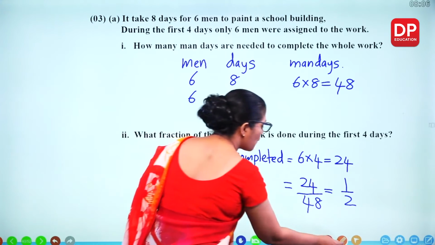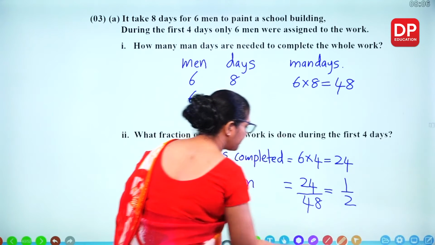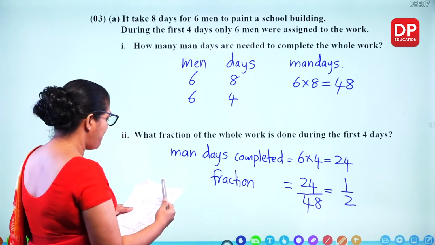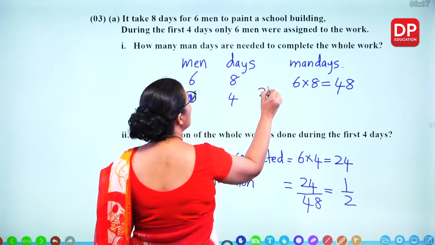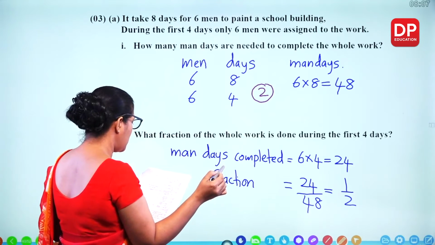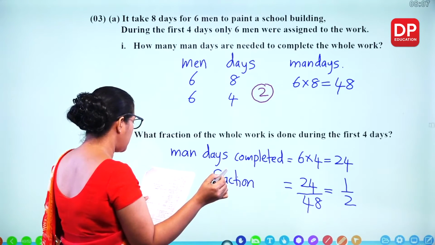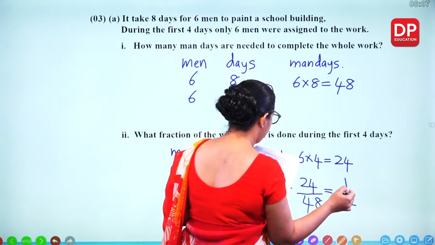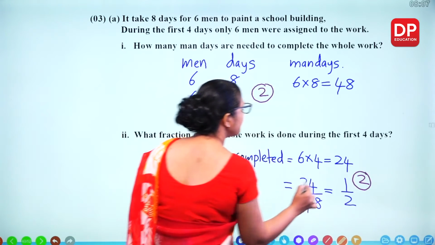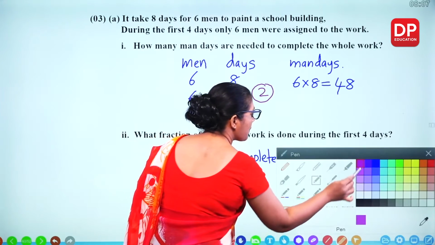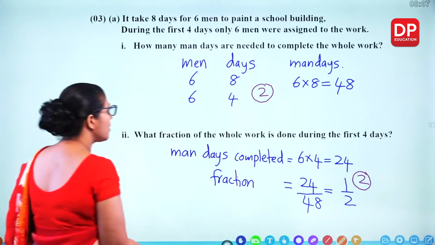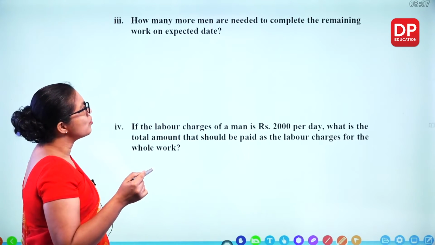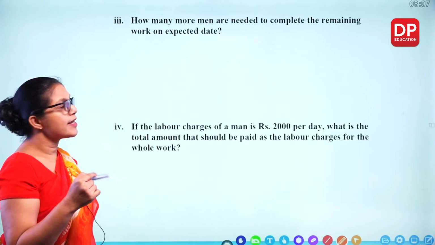Now how many marks for these 2 steps? According to this, 2 marks for this part, 48, and getting half, 2 marks. Now we'll take the next part. How many more men are needed to complete the remaining work on the expected date?